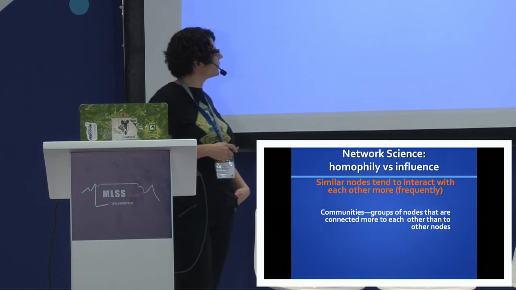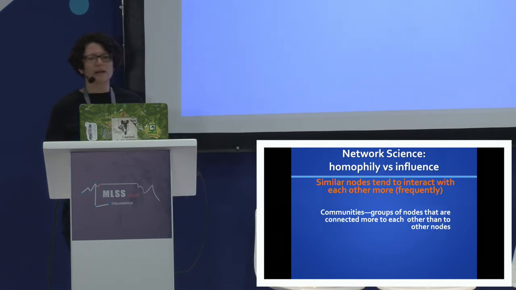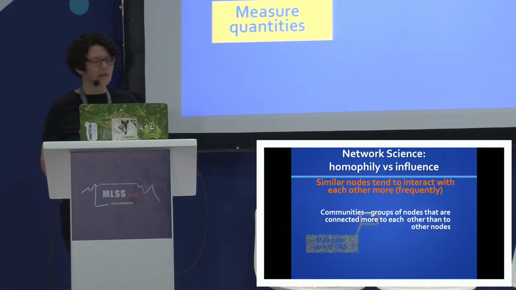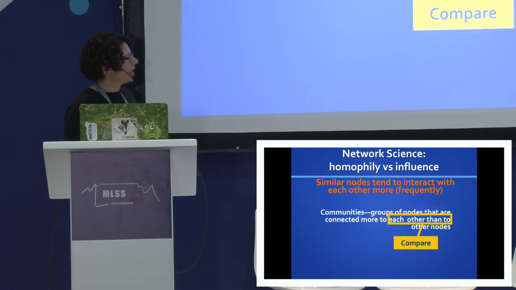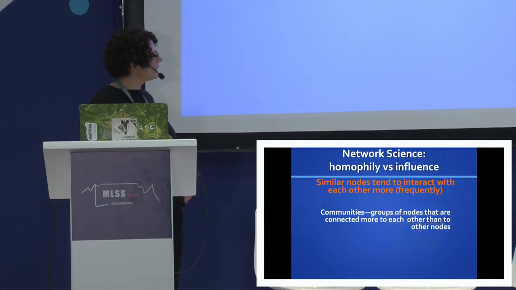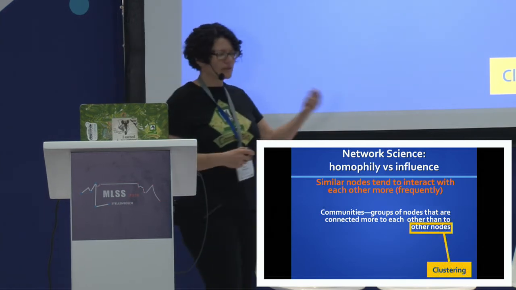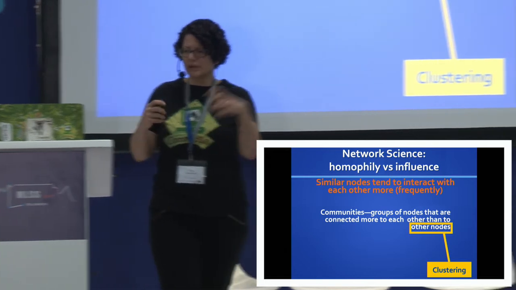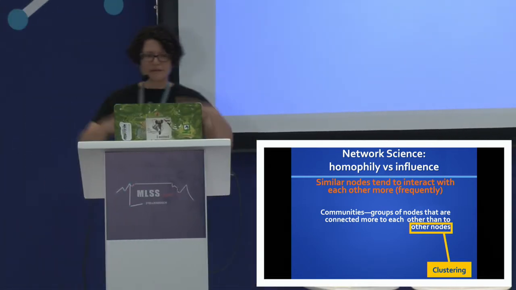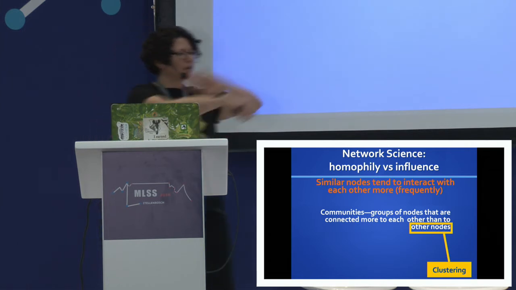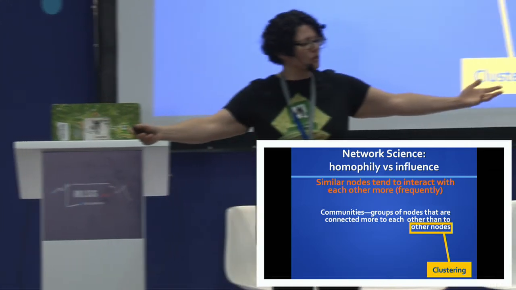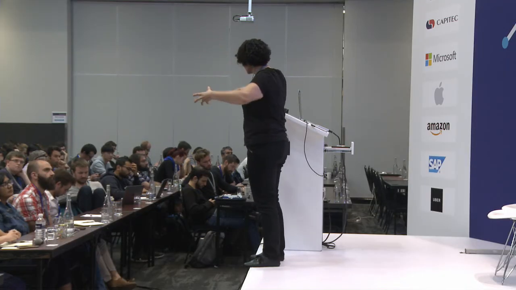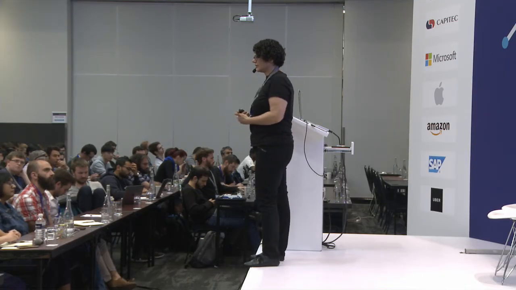So communities are groups of nodes that are connected to each other more than they are connected to other nodes. And with this definition, again, the "more" part means we need to measure quantities. And the "connected to each other more than to other nodes", we need to compare. And in fact, this whole definition is clustering. It's a collection of points that are closer to each other than they are to points in other clusters. Which means by looking at you, I cannot tell whether this is a community. I need to look at this group of nodes in the context of a larger network.